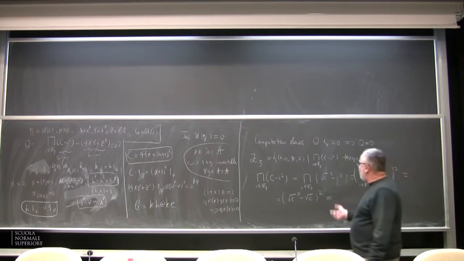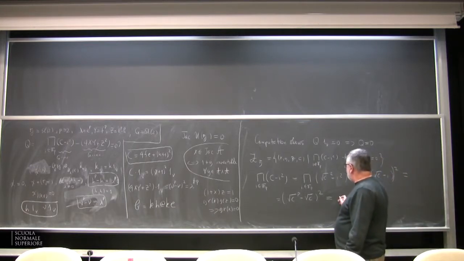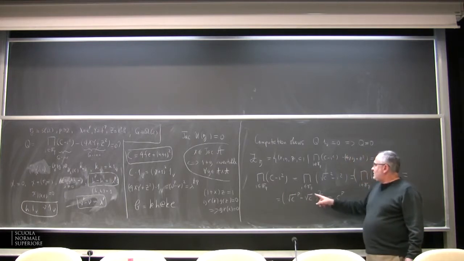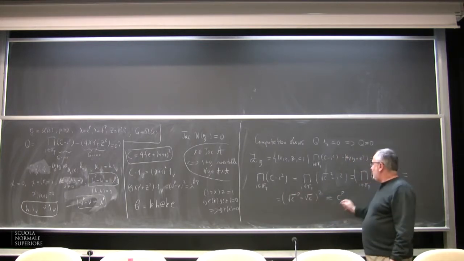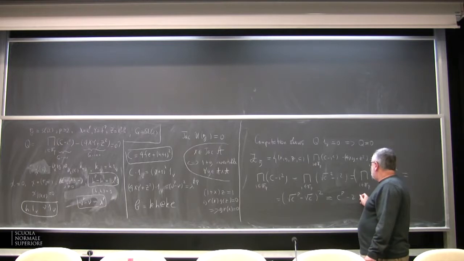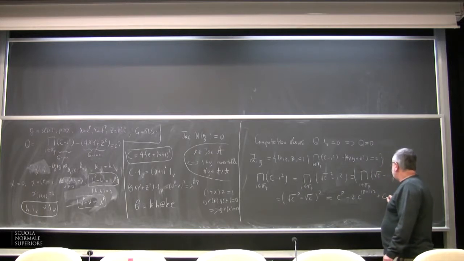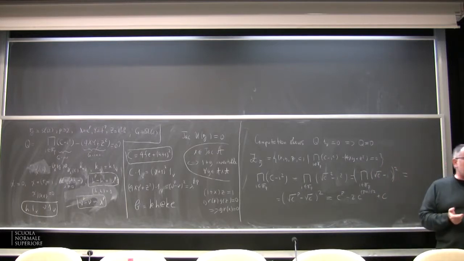And then when you square it, what do we get? We get c to the p, when I square this, and then the square root will disappear, minus 2 c to the (p plus 1) over 2, plus c. So we just derive this equation. But what happened to the double product?